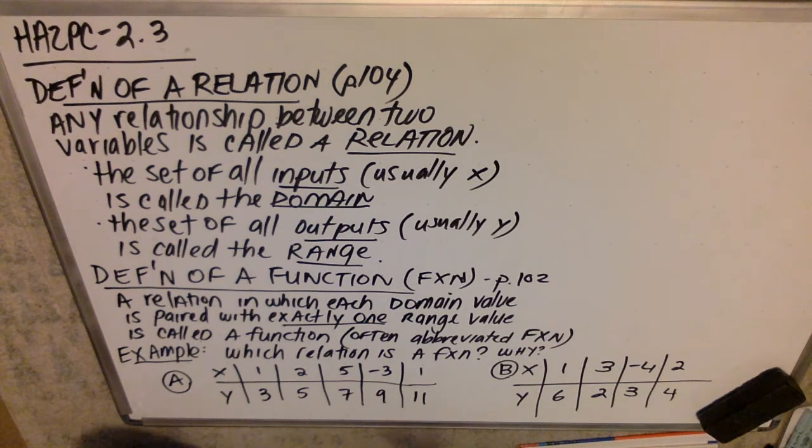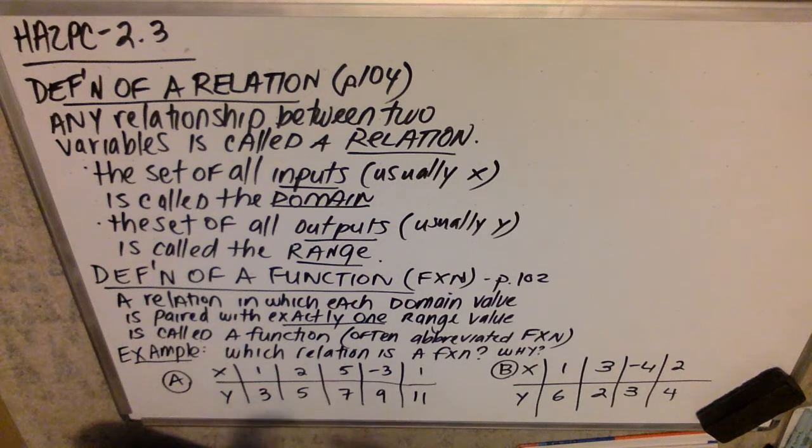Relation is such a generic word that I can't even give you the definition without using a similar word to describe it, which is relationship. So a relation is a really generic term to describe any sort of relationship at all between two variables. Super generic. It's as generic as the word car, right?